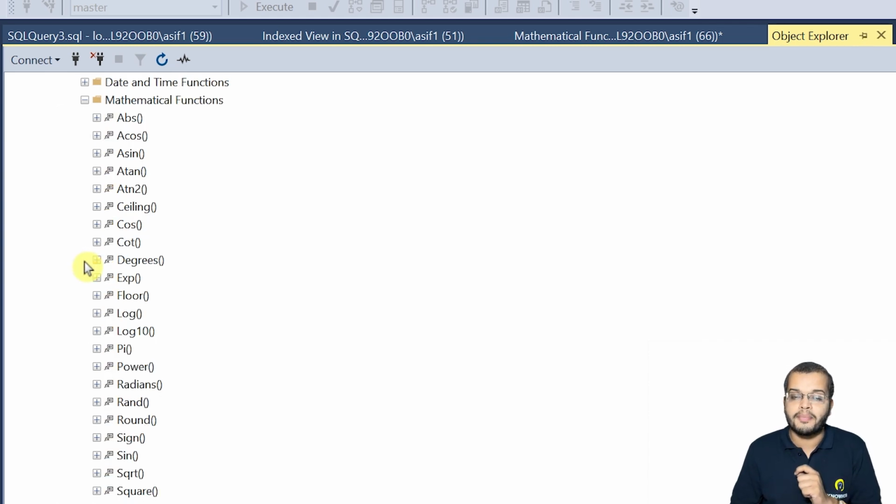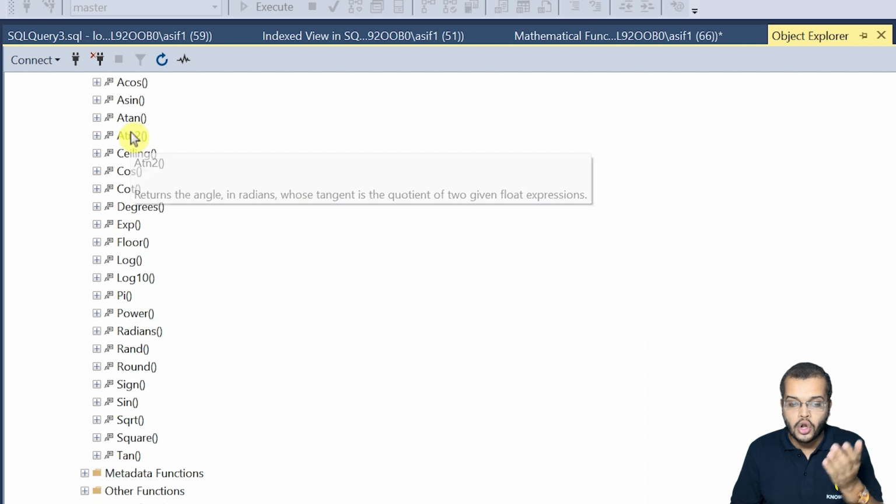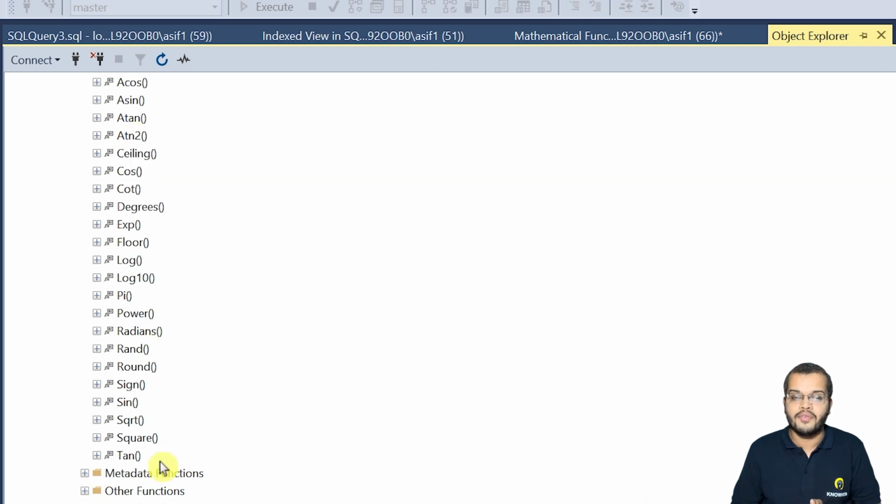If I click on mathematical functions, we can see there are a lot of mathematical functions in our SQL Server. As we have seen random, square, and square root. Ceiling, we have already seen in our video today. In this video, you have learned the different types of mathematical functions we have in SQL Server, and you have also learned one important interview question: to print 5 or 10 random numbers between 1 and 10 or 1 and 100, which is the most frequently asked interview question nowadays.